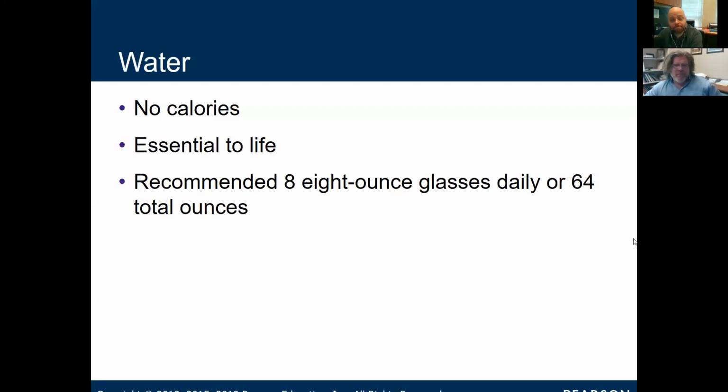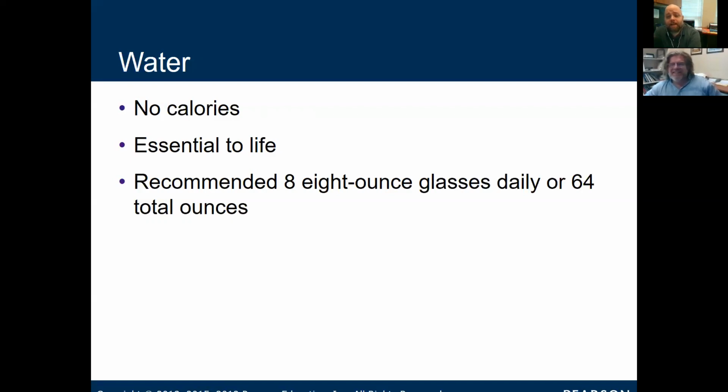Water. Water has no calories. You have to have it or you're going to die. You can live longer without food than you can live without water. I think it's about 3 days with no water and you die. And we're not talking about the water from beer, are we? Because water's water, man. Okay, just making sure, especially if you're drinking Bud Light, it's just mainly water anyways.